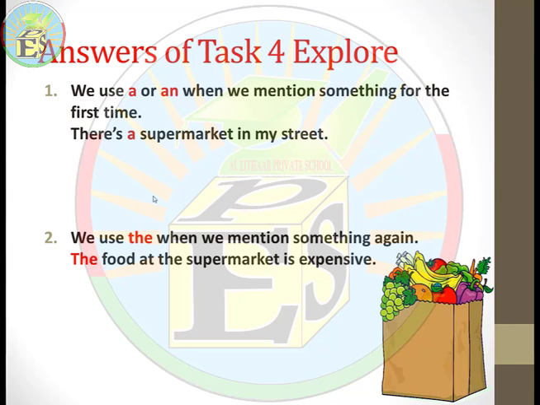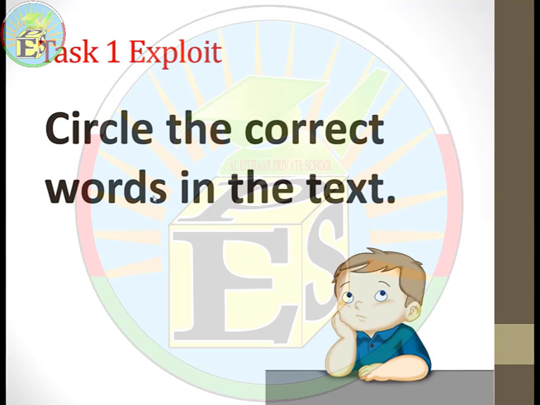Right, now we will move to the second part of the page, which is exploit, and here we have 2 main tasks that we're going to start with. So task number 1: we have to circle the correct words in the text. Here we have a text that we have to read first, and then it's like a multiple choice question for each sentence. You have to put a circle on the correct article depending on the rule that we have learned. So let's start reading the text. Please follow me line by line.